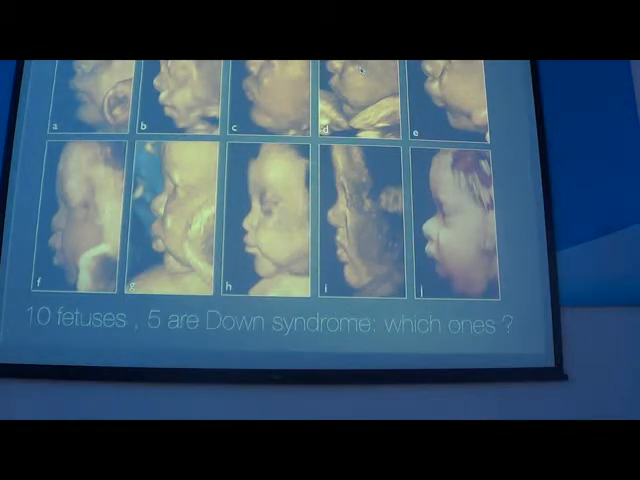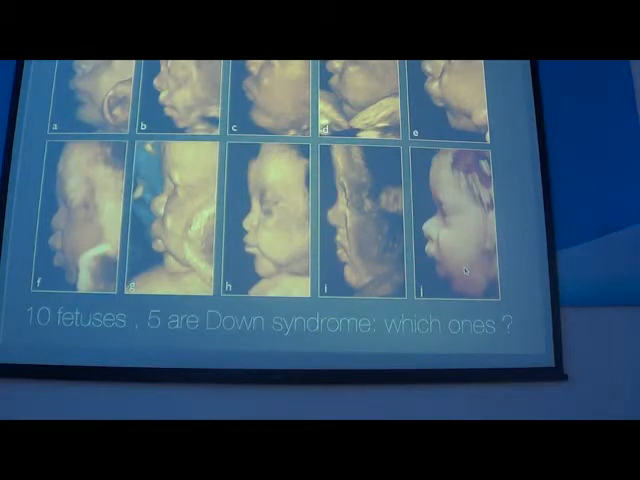This one is a normal one. This is a Down syndrome. This is a normal one. This is a Down syndrome. And this one with a flat face is normal. And this one is a Down syndrome.